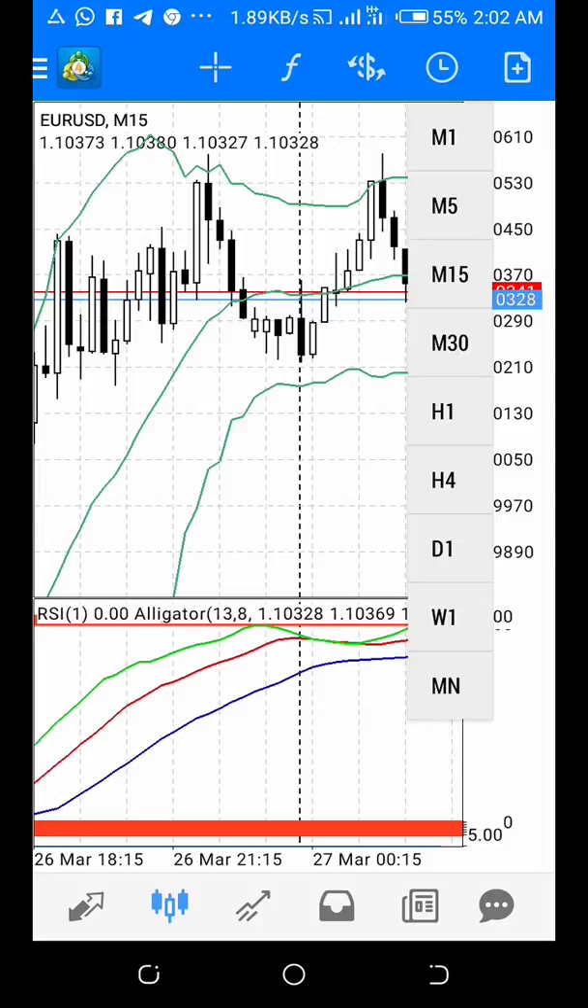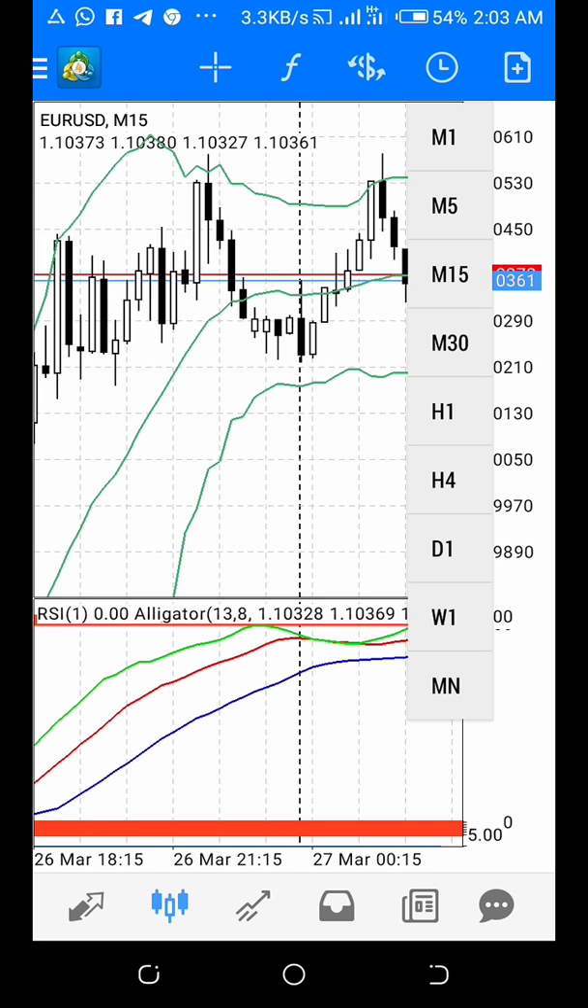In our time frame we have 1 minute, 5 minutes, 15 minutes, 30 minutes, 1 hour, 4 hours, 1 day, 1 week, and then month. The meaning of all these time frames is that any time frame you choose depends on your analysis and how your chart is going to be.